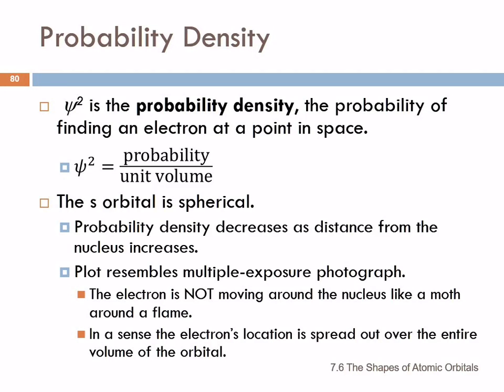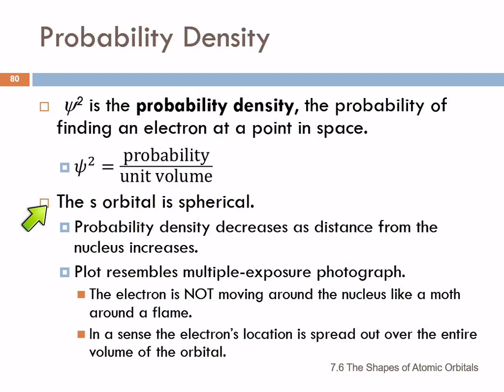So let's talk more about these orbitals and what their shapes are like. I really need to look up the name of that Greek letter. It's not omega. I think it's phi. Phi squared, and if I'm wrong, just deal with it. That squared is the probability density, the probability of finding an electron at a point in space. So phi squared is the probability divided by the unit volume.